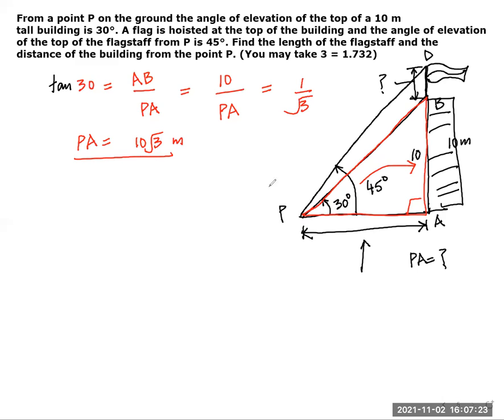That is approximately 17.32 meters. Now we imagine this DB is, let's say, X. Then what is the length DA? DA will be 10 plus X. Now what do we have to do? Anyone can tell?